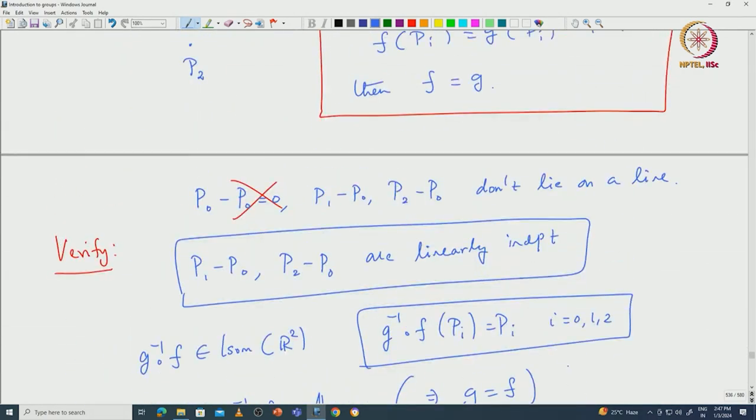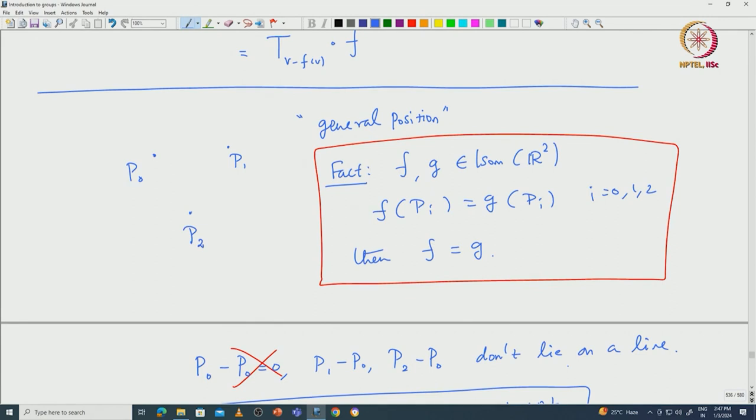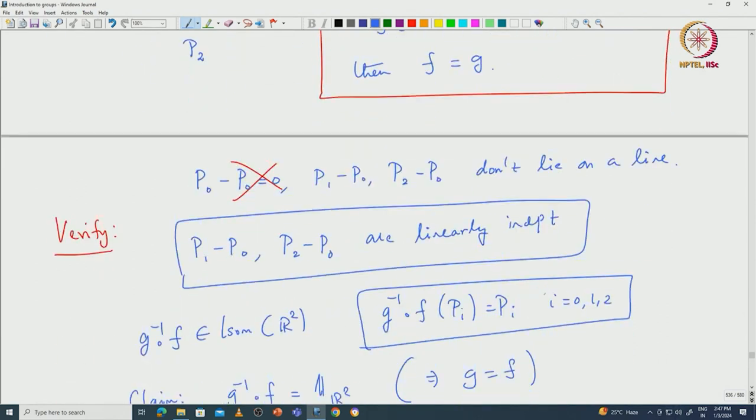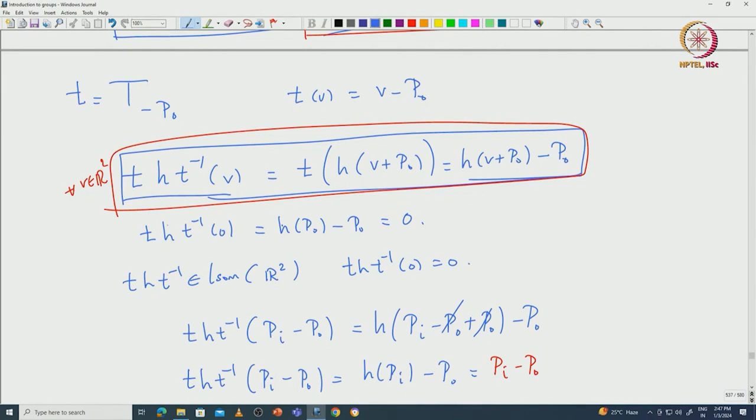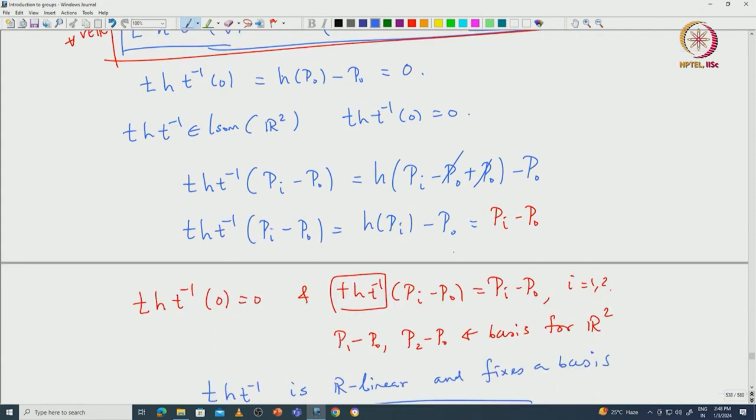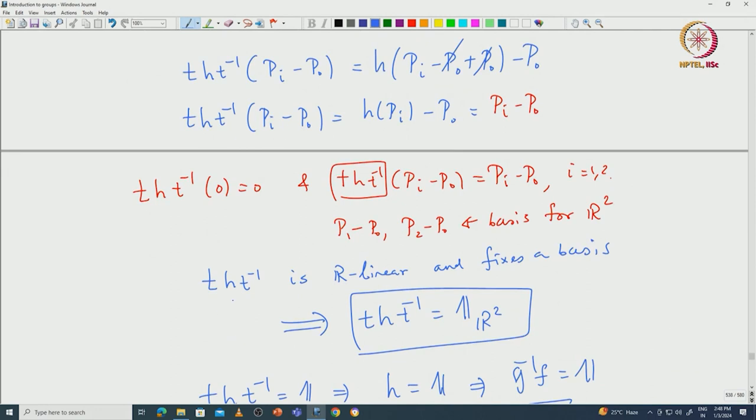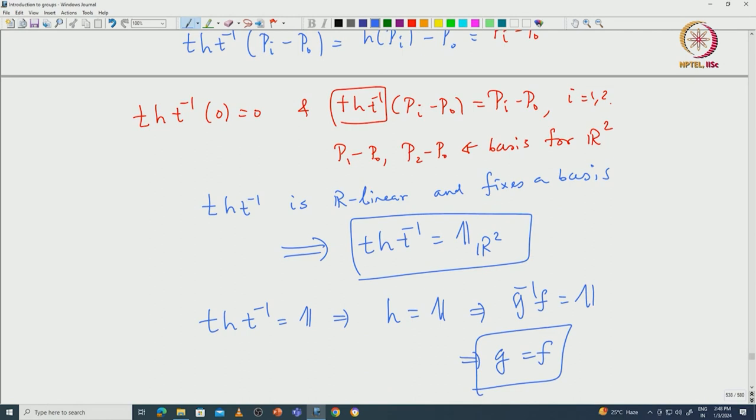So given two isometries that fix three points in general position, they must be the same. One can prove this using some basic geometrical ideas. But here, we have used heavily the algebraic formulas that we know for the isometries, and we have explicitly computed this conjugation. We used the information that the conjugation fixes the origin as well as the other two points P1 minus P0 and P2 minus P0, and because P0, P1, P2 are in general position, these two points form a basis. Using all these things, we proved that this conjugation T H T inverse must be linear, must be the identity, and from that we concluded that F and G are the same.